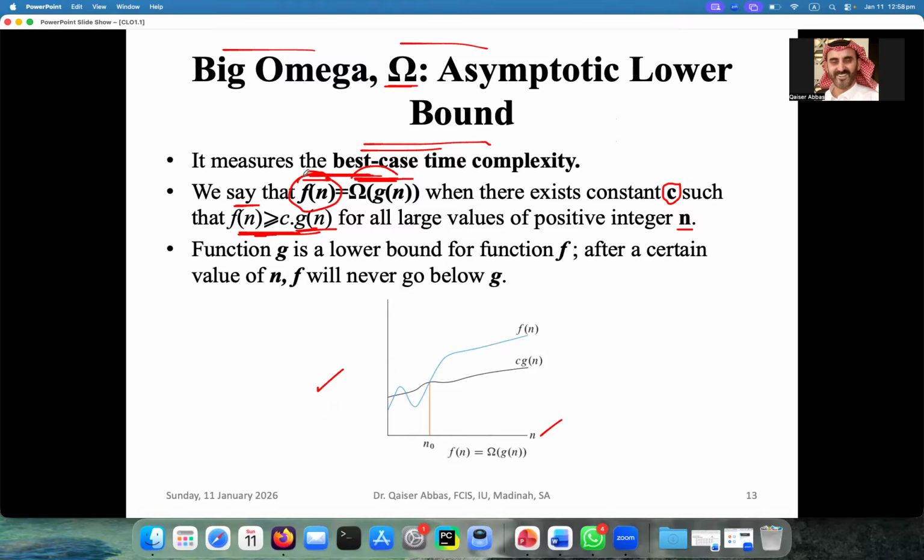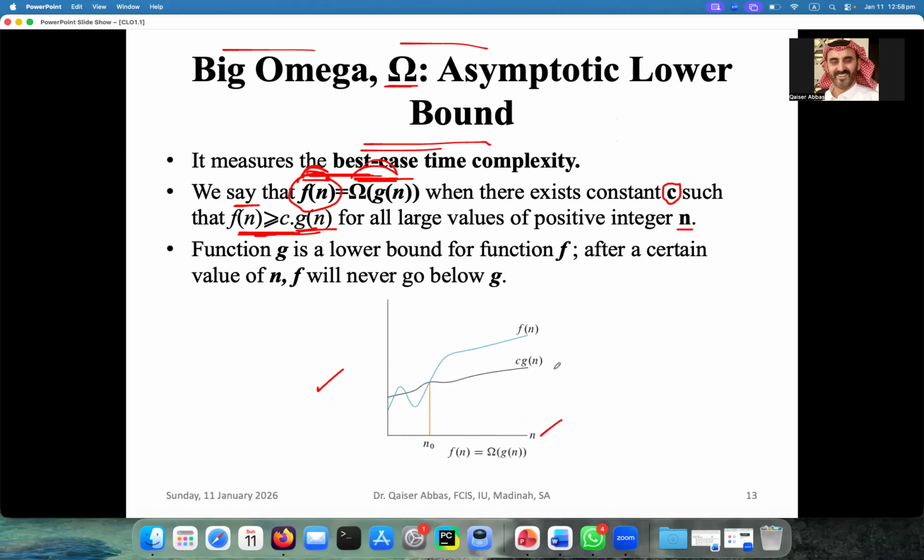Only then can I say that the running time of my algorithm is the best case running time of my algorithm. This is what it means. Omega, best case running time. In other words, this is what I'm saying.